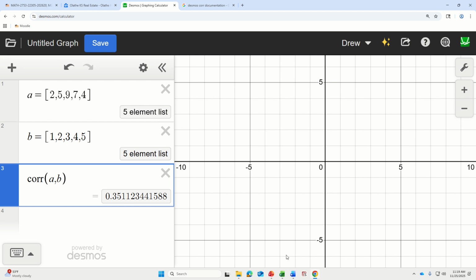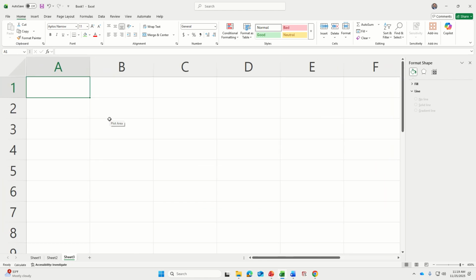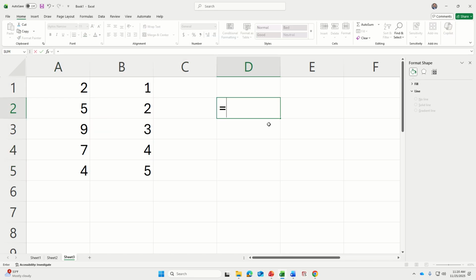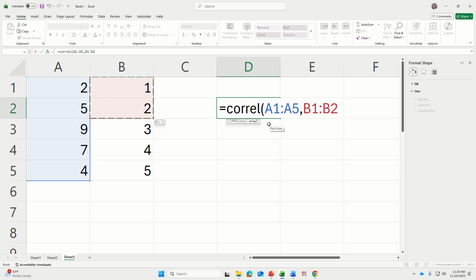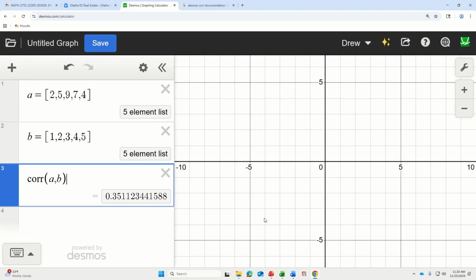So I know that this works in Excel, so let's try this in Excel. 2, 5, 9, 7, 4. Let's try that. 2, 5, 9, 7, 4, 1, 2, 3, 4, 5. Let's see if we get the same answer using Excel, and that will answer my question. If I want the correlation coefficient between two data sets, I type in CORREL. And I'm going to select my two data sets. 0.3511. 0.3511. Okay, so good news, everybody.